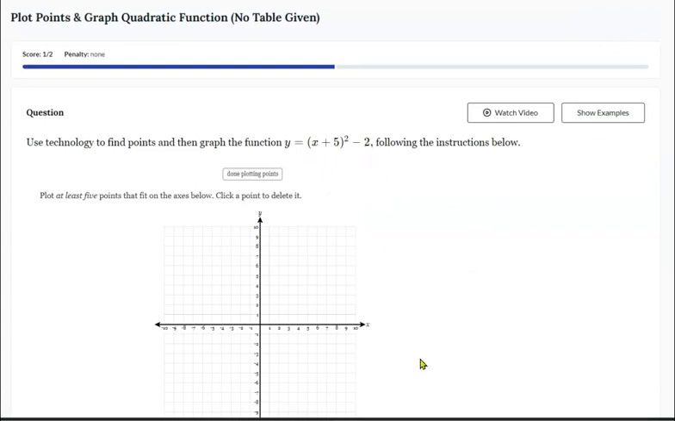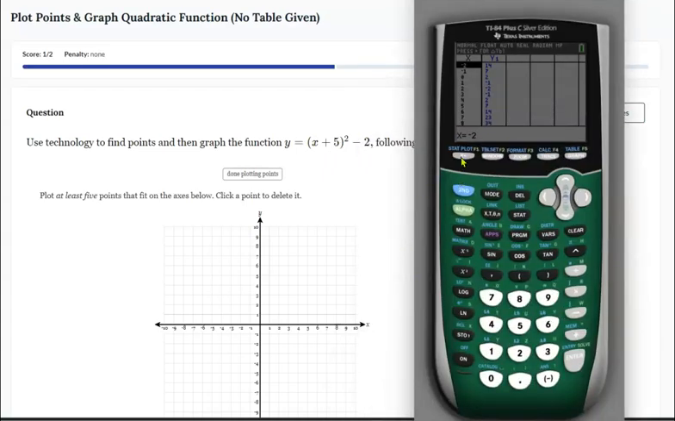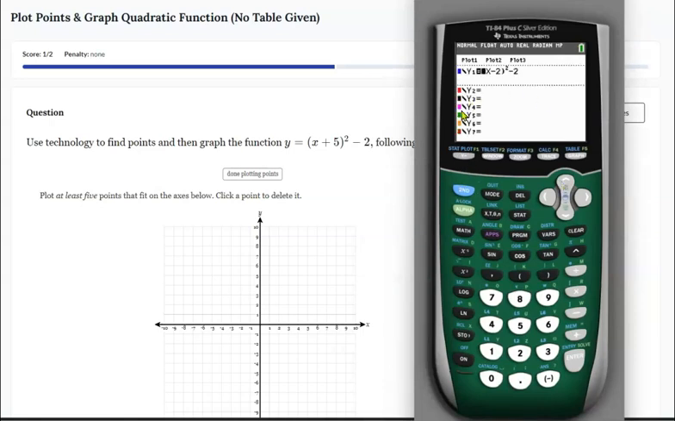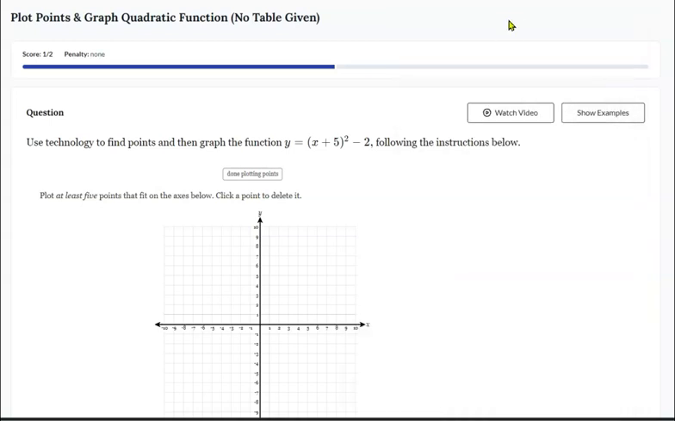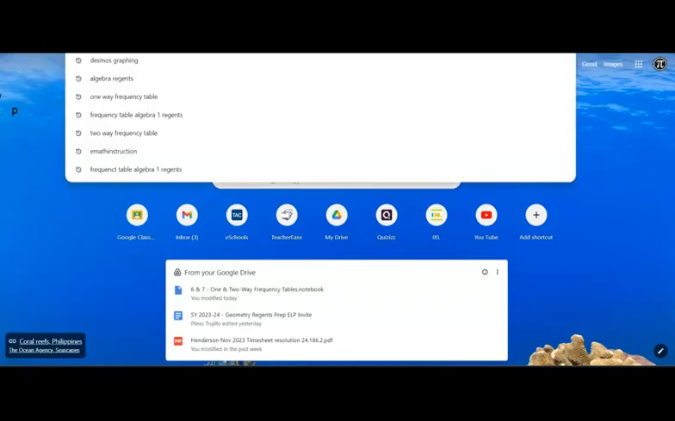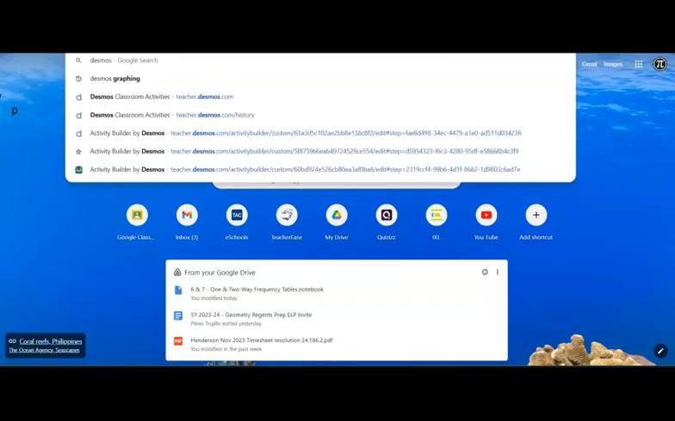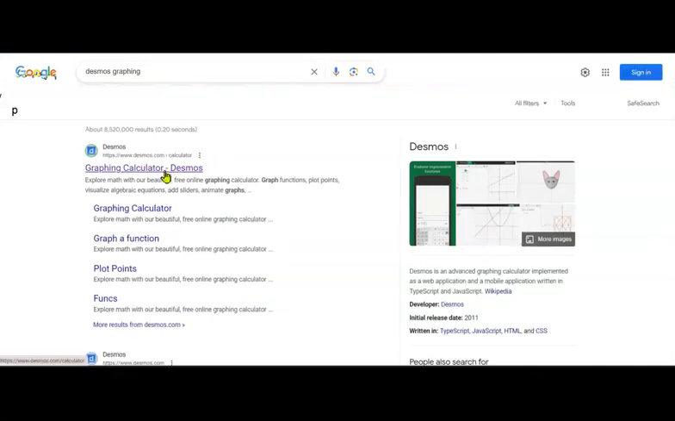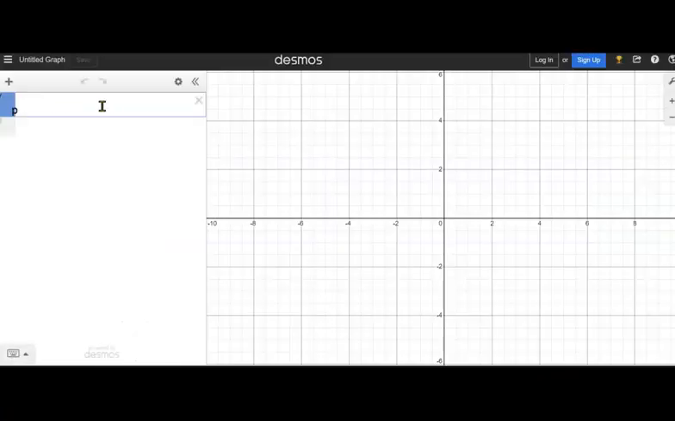Again, you take this equation, you type it into your y equals button on your graphing calculator, and that's how you plot it. If you don't have a graphing calculator at home, you're going to use the website Desmos Graphing Calculator. So let me show you what that will look like. First, you're going to open a new tab. You're going to search for Desmos graphing. In the search results, you'll choose this one here. And in this first line, you're going to type your function.